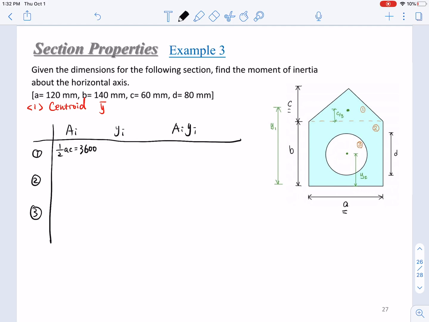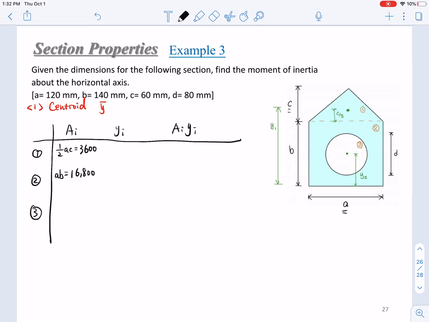Right. For subsection 2, A2 is just A times B. A times B, that is 120 times 140. That is 16,800.